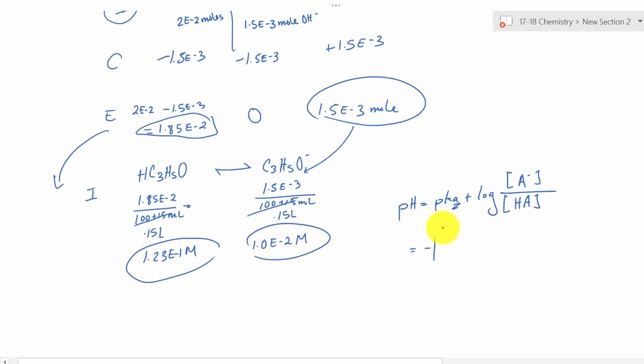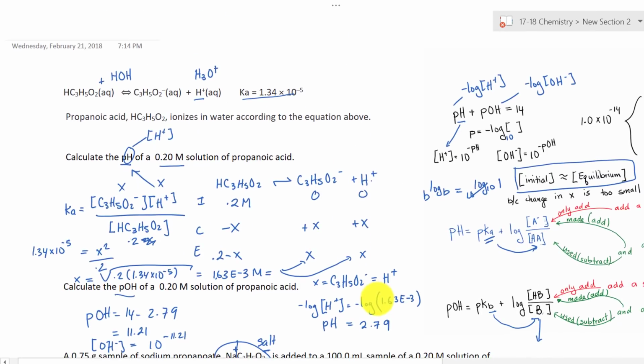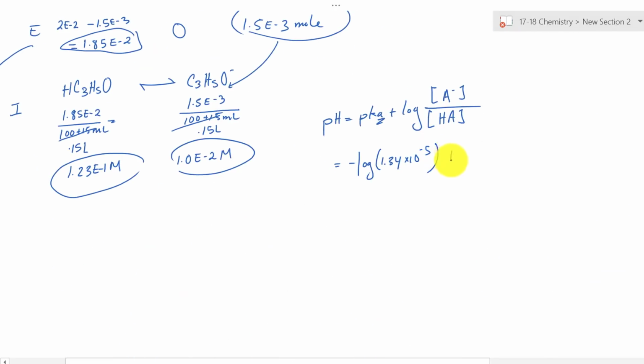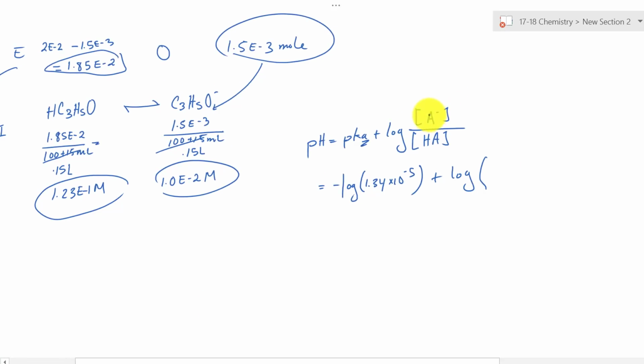So negative log of the same Ka, which is negative log of 1.34 times 10 to the negative 5. And that is the same Ka that we had before right there, okay? Right here. So that's going to be plus log of, again, I'm going to plug into the calculator. In this case, the top number is your conjugate base here, 1.0 e minus 2 divided by 1.23 e to the minus 1. We have 3.75 equal to our pH.